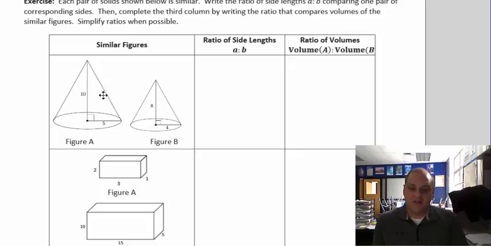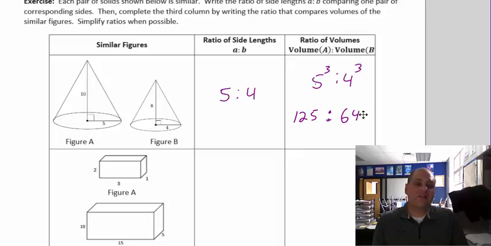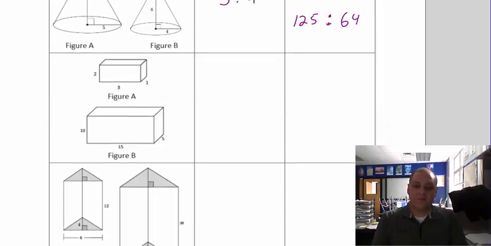So this one is 10 to 8 or 5 to 4. So to find the volume, we're going to do 5 to the third, 4 to the third. So the ratio for the volume of this cone to the volume of this cone is going to be 125 to 64. So for every 64 cubic units of volume in this one, it's 125 cubic units of volume in this one. That's what that means.